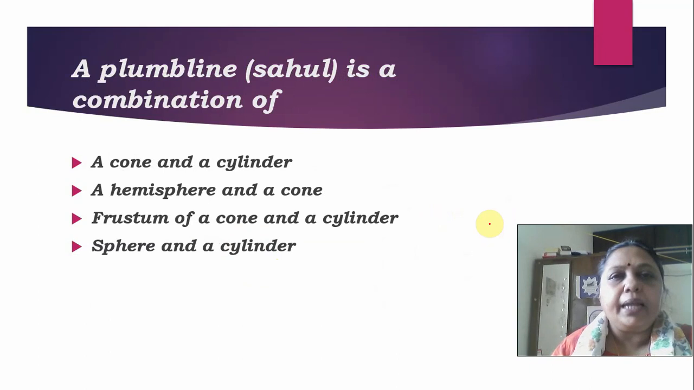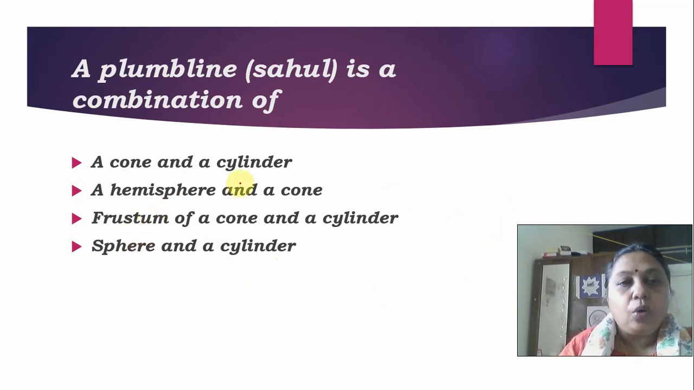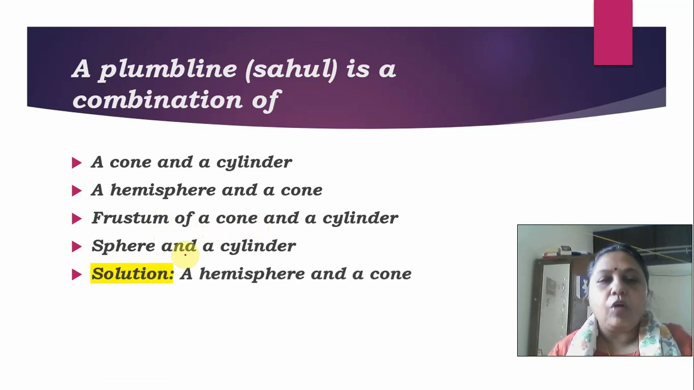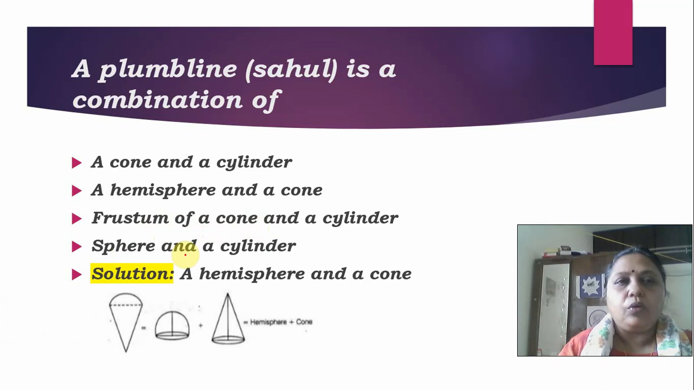A plumb line or a sahul is a combination of a cone and a cylinder, a hemisphere and a cone, frustum of a cone and a cylinder, or a sphere and a cylinder. The answer is it is a combination of a hemisphere and a cone. What is a sahul or a plumb line?